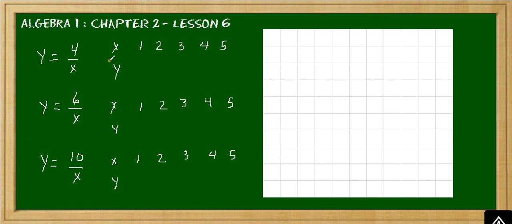So what happens when we take the first, y is equal to 4 divided by x? Well, 4 divided by 1 is 4. 4 divided by 2 is 2. 4 divided by 3 is 1 point, what is that? 1.3, right? And then we have 4 divided by 4 is equal to 1.